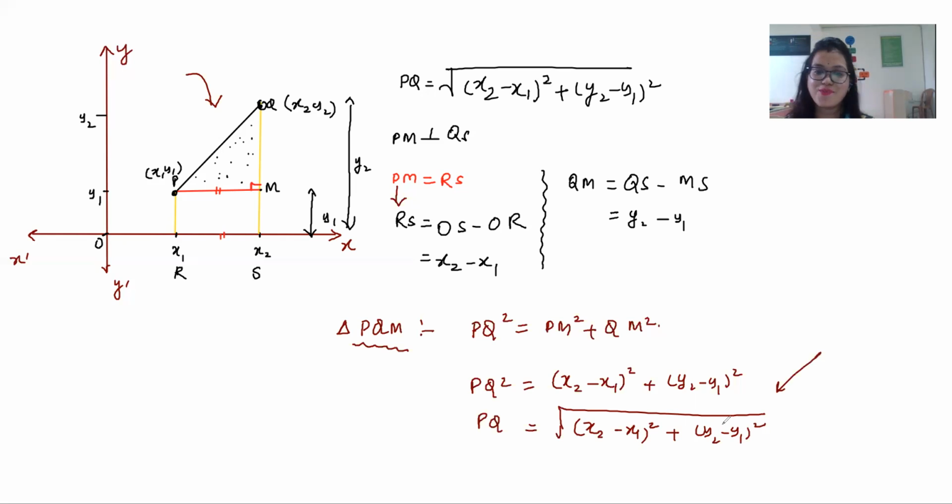Bingo, we got our formula. So this is the distance formula between the 2 points, right? If we have a point P, whose coordinate is given as x1 and y1, and a point Q, whose coordinate is given as x2 and y2, we very well know that this is the formula for the distance between the 2 points, right? And here we have found out that formula by looking into the derivation.